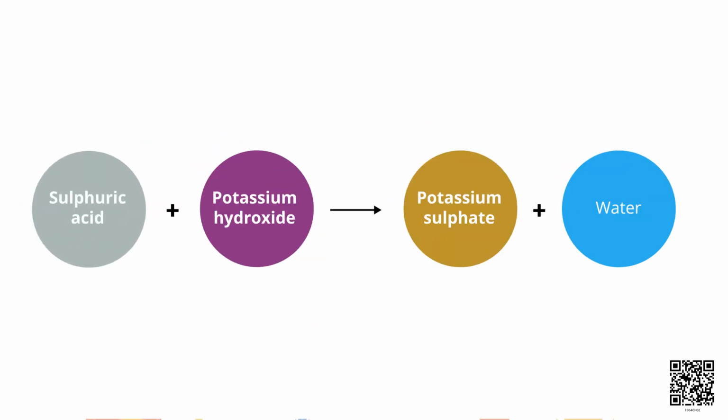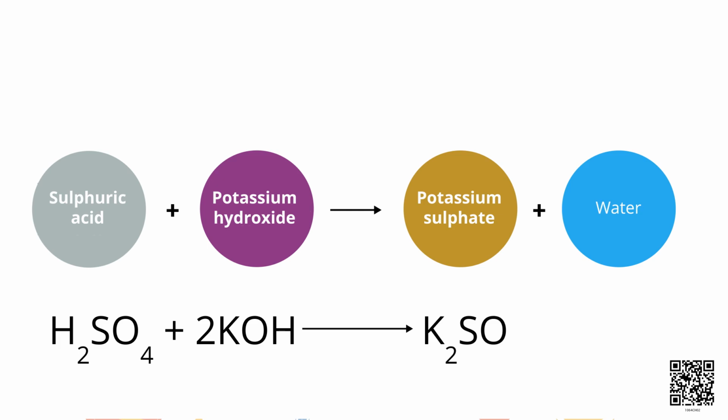And if dilute sulfuric acid is reacted with potassium hydroxide, then potassium sulfate and water are formed. And the chemical equation for this reaction can be written as H2SO4 plus 2KOH gives K2SO4 plus 2H2O.